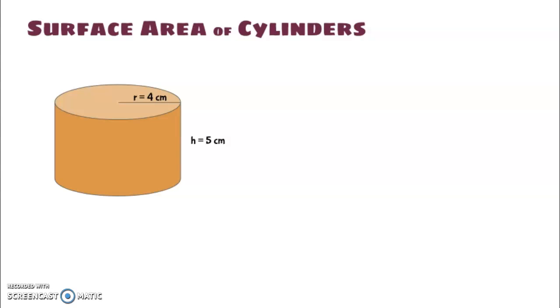Hi guys. Today we're going to look at finding the surface area of cylinders. So a cylinder is made of two circles and this sidewall area or the lateral surface. So before we get into the cylinders, let's just review what we know about circles.